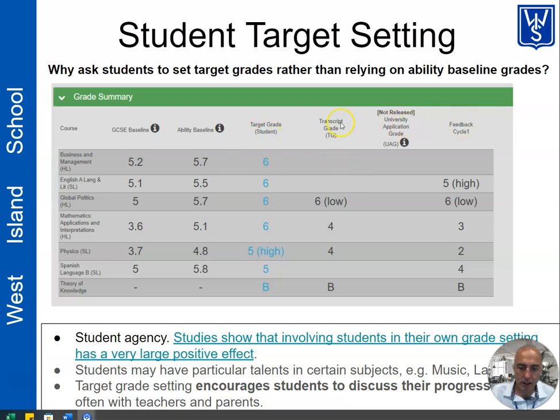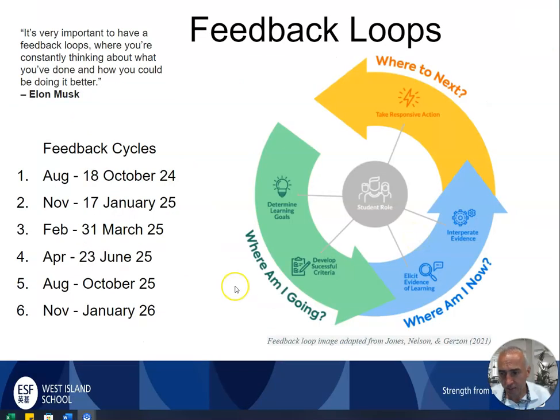Now, I need to explain the difference between these two grades here, which is the transcript grade and the feedback cycle grade. Okay, so I'm recording this at the end of October 2024, and the students have been a couple of months in their courses, and they're starting to do assessments. They might have done a few assessments or just one assessment within this feedback cycle. Let me show you the dates of the feedback cycles here.